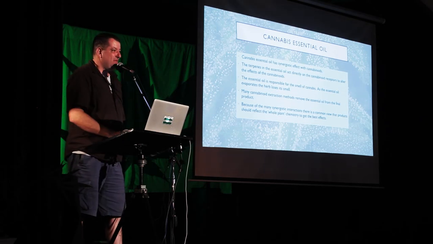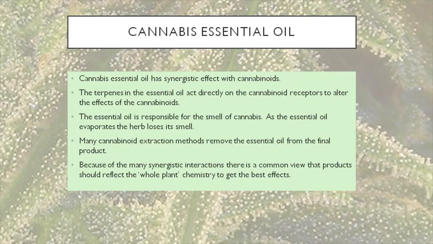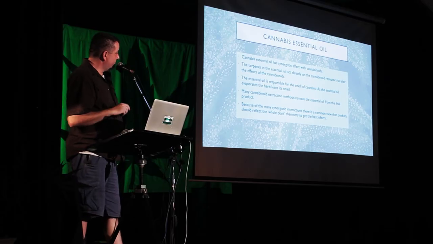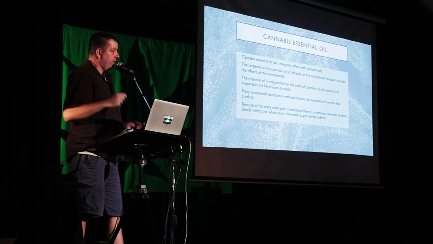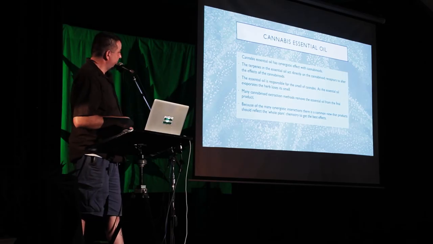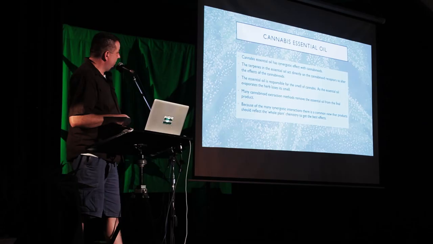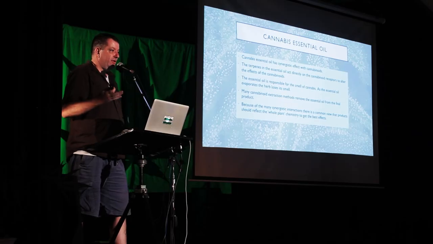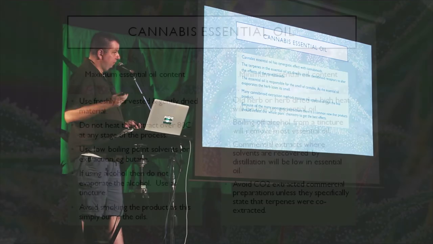One of the things that's often not mentioned is the essential oil, or the terpenes. Now, the essential oil has a synergistic effect with the cannabinoids. They also act directly onto the cannabinoid receptors. They don't just support the cannabinoids themselves, they actually act directly onto the receptors as well. The essential oil is responsible for the smell of cannabis, so you can usually tell a high essential oil herb by how good it smells or how bad it smells.